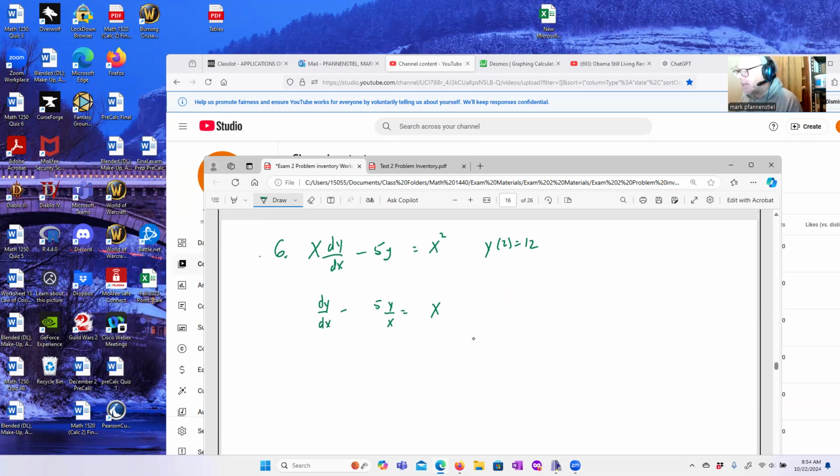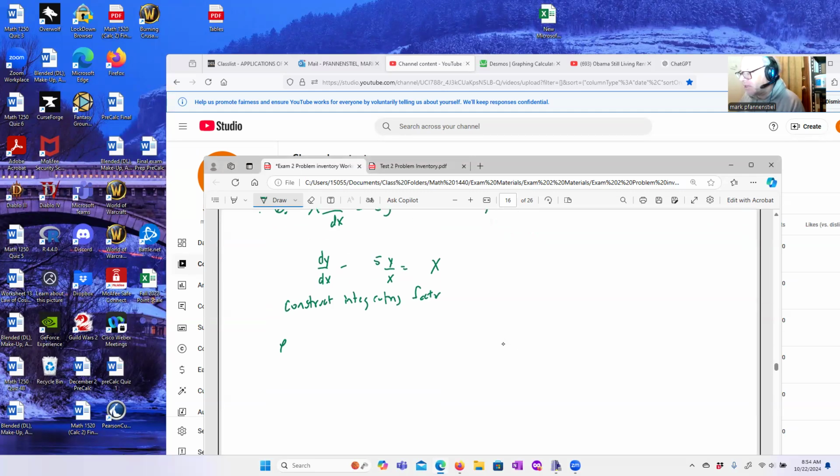Now, once we've got a clean dy/dx, the next thing we do is construct the integrating factor. That is usually rho for integrating factor. This is e to whatever is in front of the y here, including the sign. So e to the integral of negative 5 over x dx. That's how we generate integrating factors.